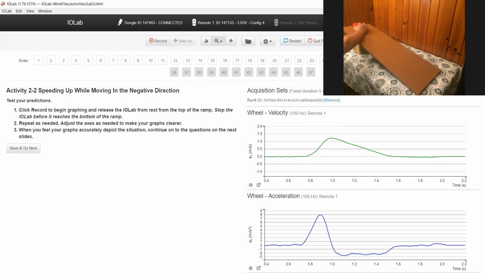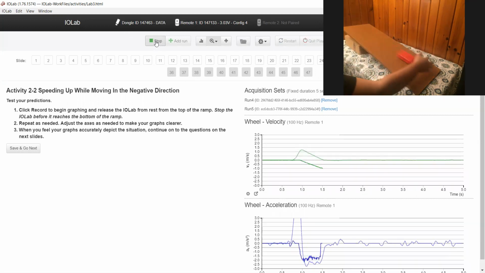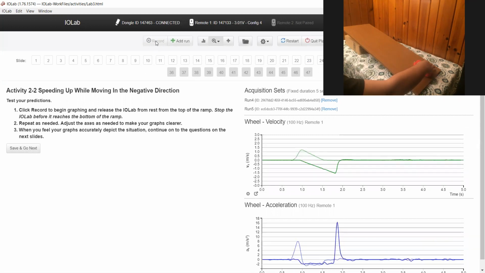The graph we already have here is for slowing down. We did it for slowing down in the positive direction. So let's record it, and then we can catch it before it hits. I think that was good. You can do it again if you want, but I think that's fine for me. I hope you know which one was our graph.